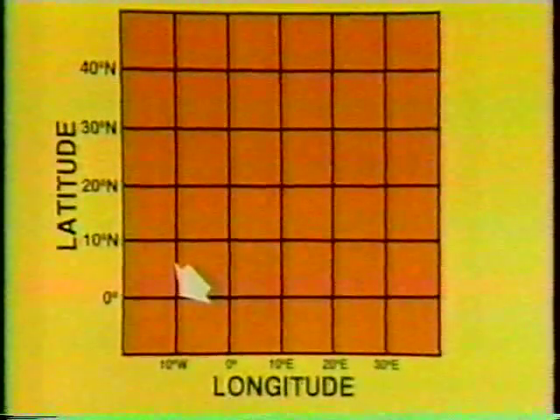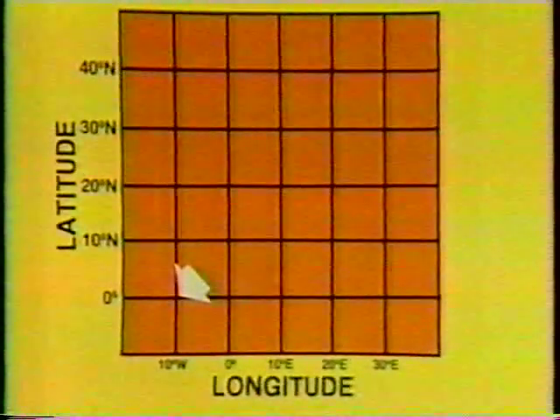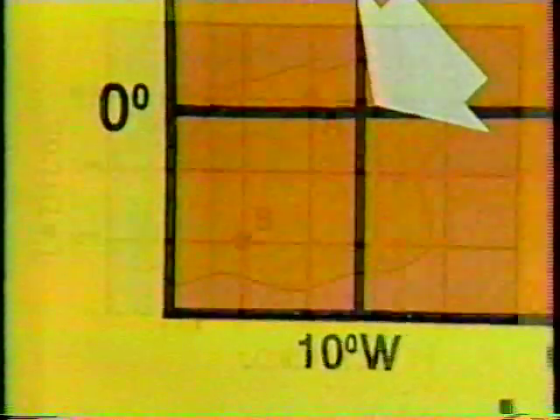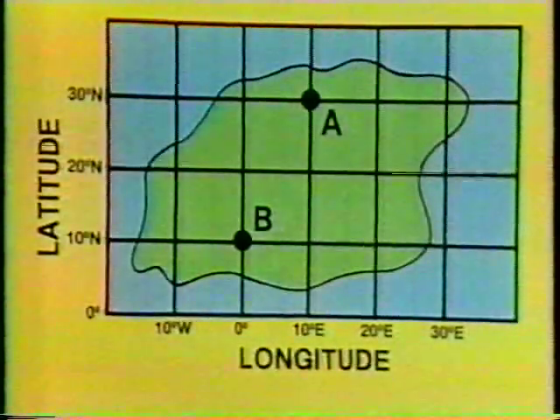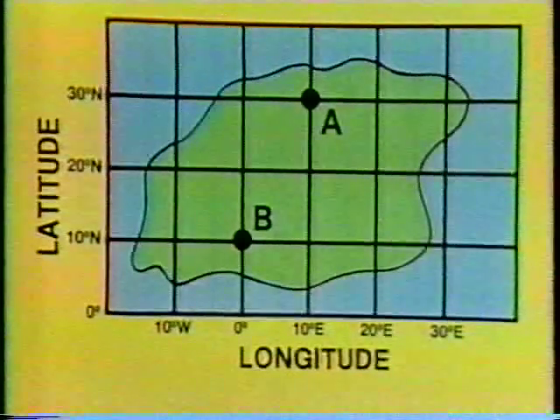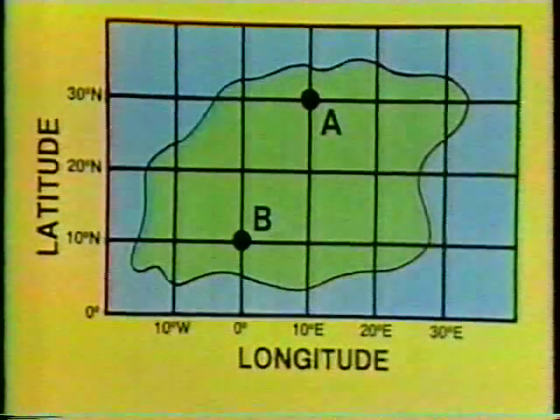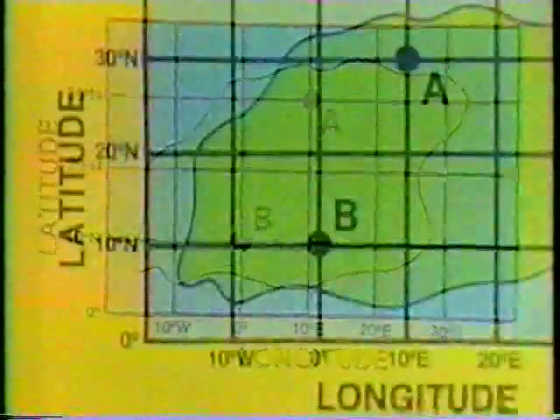What's the position of the arrow now? 0 degrees latitude, 10 degrees west longitude. Remember that 0 has no letter following it. On this grid map, the city whose latitude is 30 degrees north latitude and 10 degrees east longitude is at which point? A or B?